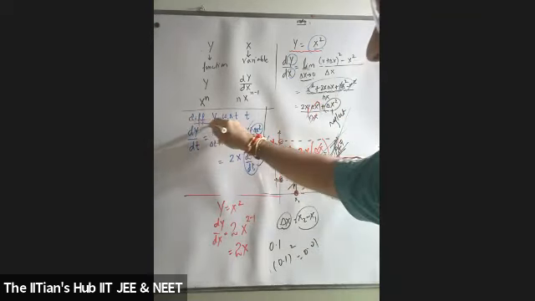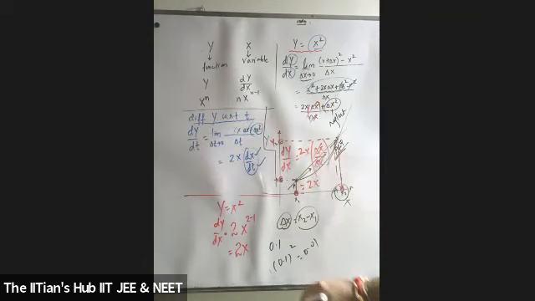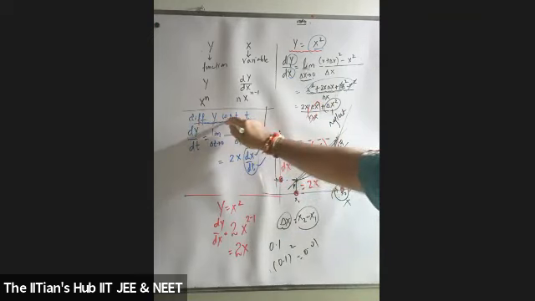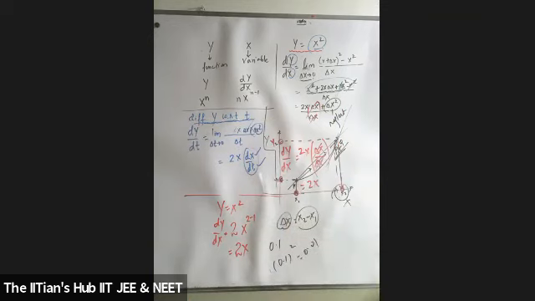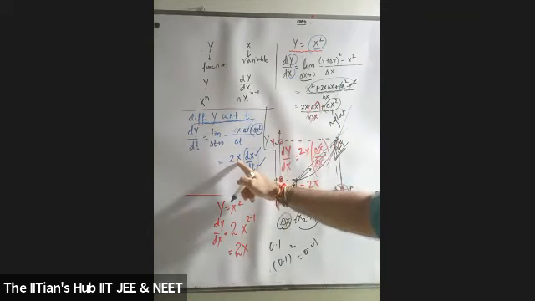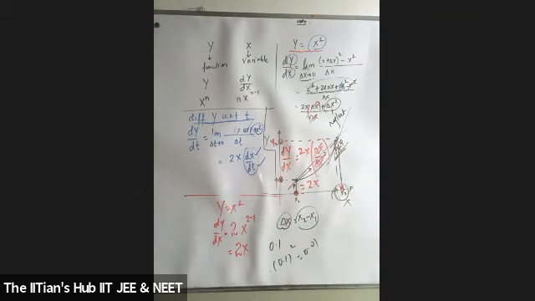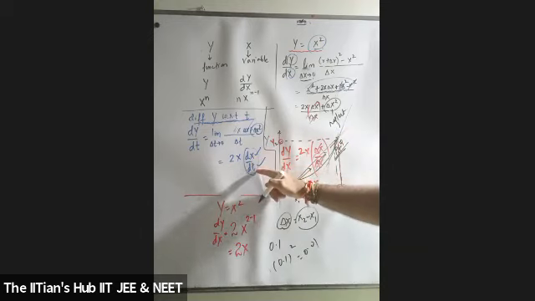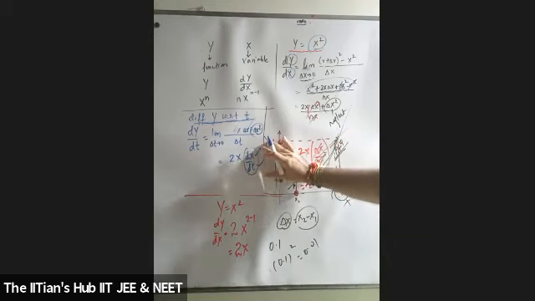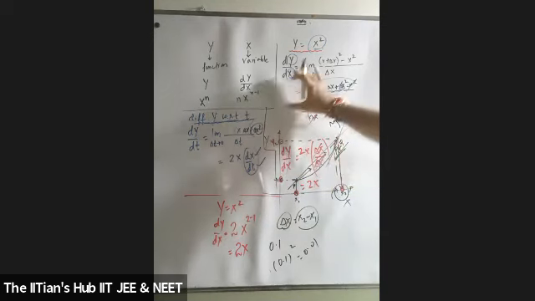If I differentiate y with respect to t, friends, and not with respect to x, what is my answer? My answer will be 2x into dx by dt. Initially it was dx by dx, which can be canceled, but now it is dx by dt. This is simply the way to work out differentiating with respect to time.